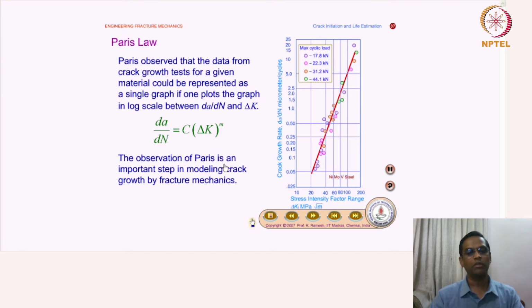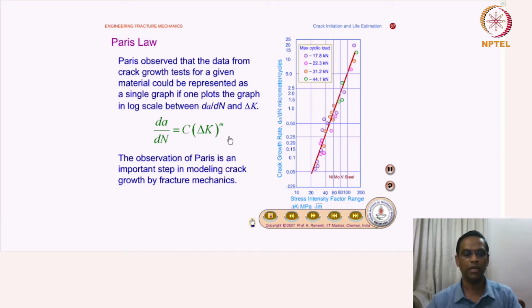The observation of Paris is an important step in modeling crack growth by fracture mechanics. So it's a huge jump in understanding crack growth behavior. That is quite obvious because if you look at the previous slide, for a given material you can generate n number of crack growth curves.